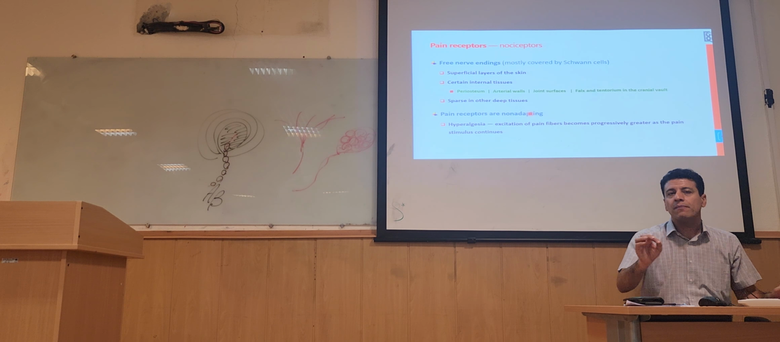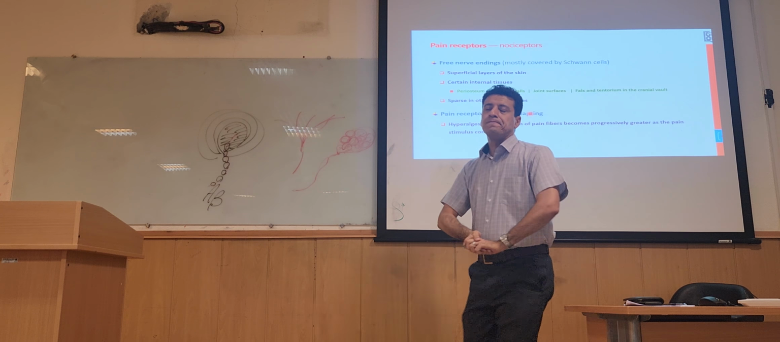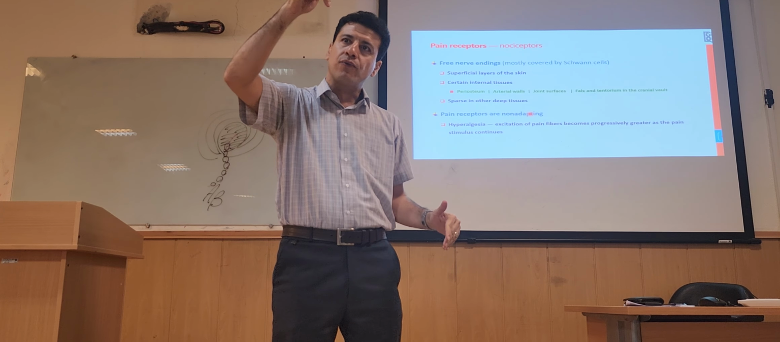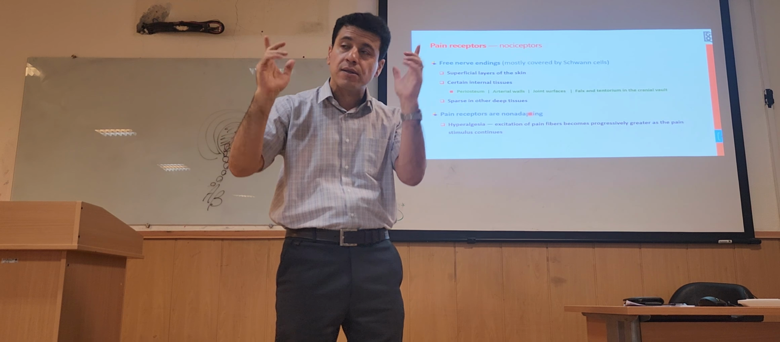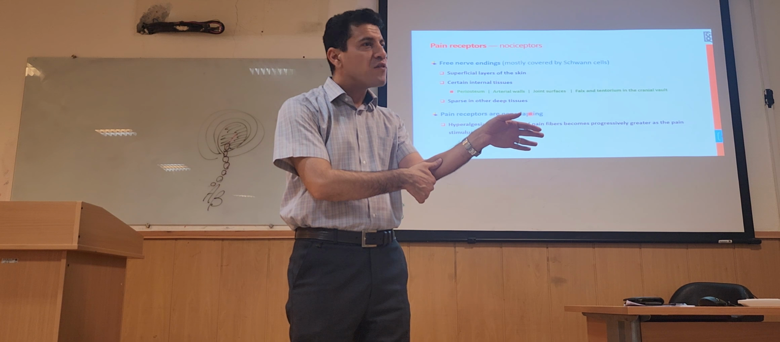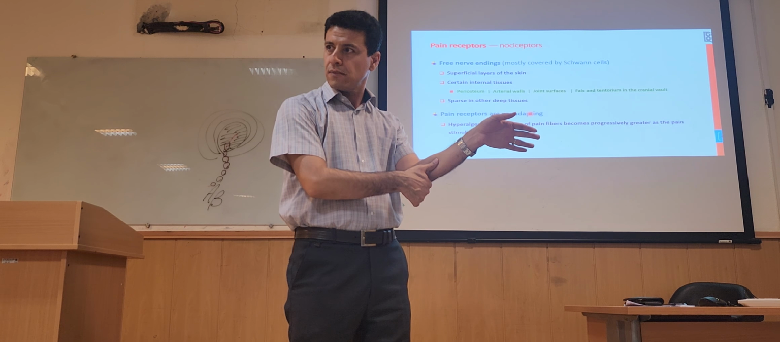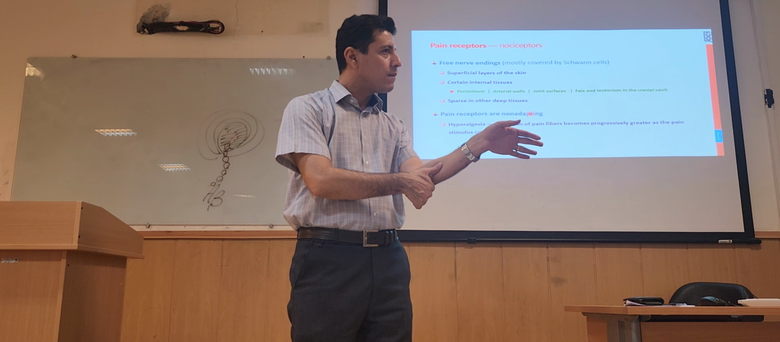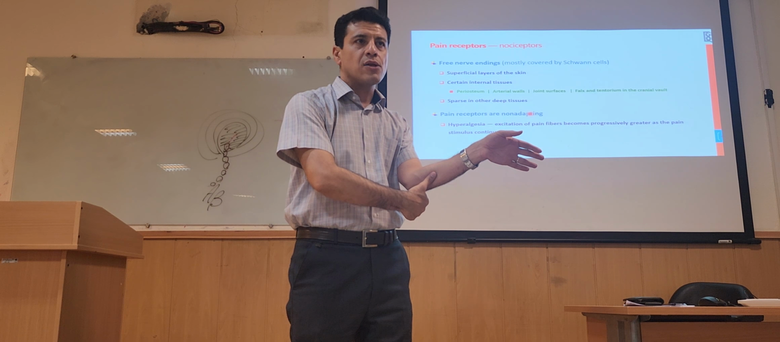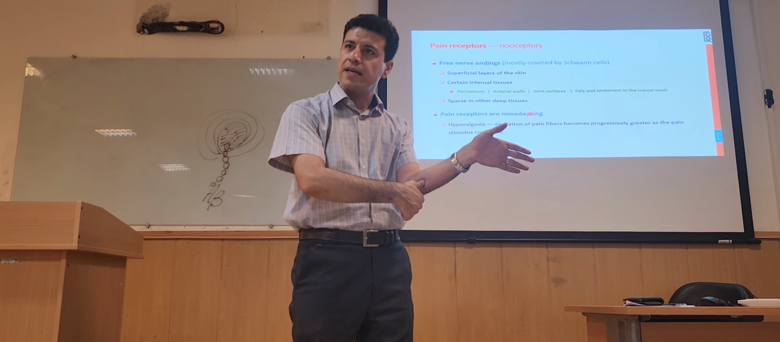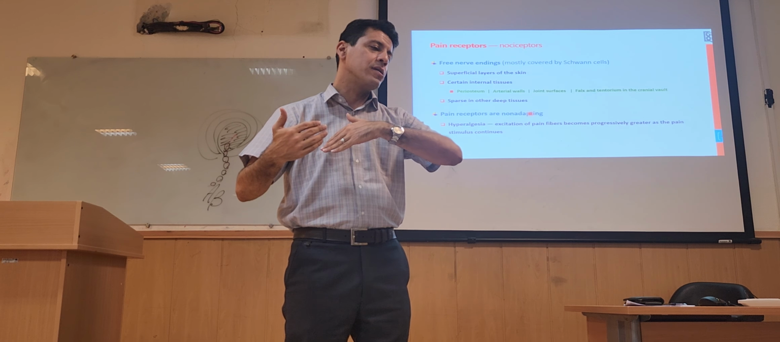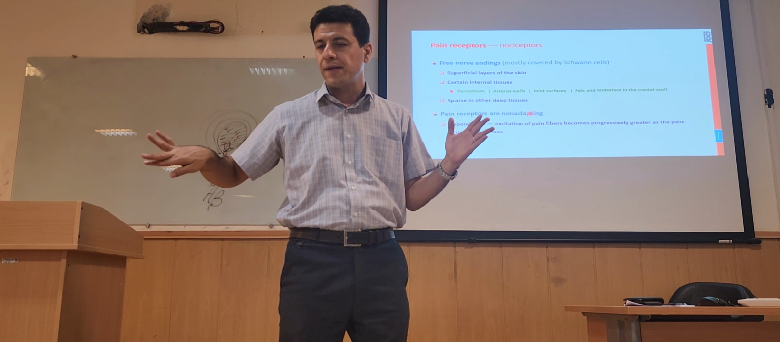Nociceptors are non-adaptive. Remember, receptors are either slowly adapting or rapidly adapting. Adaptation means decreasing the firing rate in response to constant stimulation. So when you have constant pressure, some receptors adapt very fast, like Pacinian corpuscles or hair receptors. Other receptors adapt very slowly, like Merkel and Ruffini, right? Generally, receptors are slowly adapting or rapidly adapting.